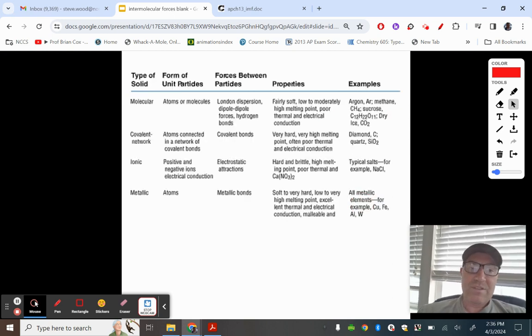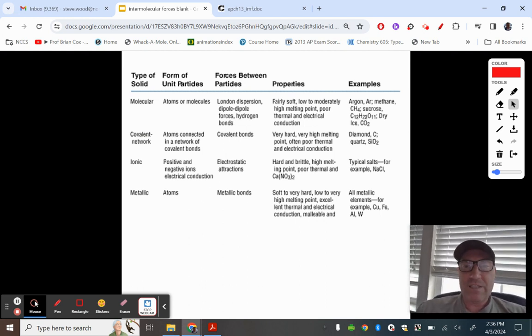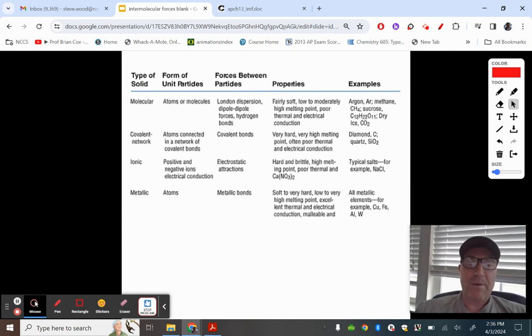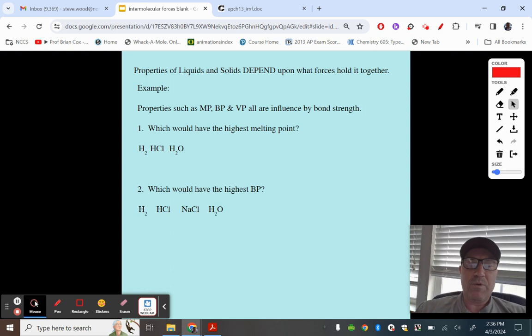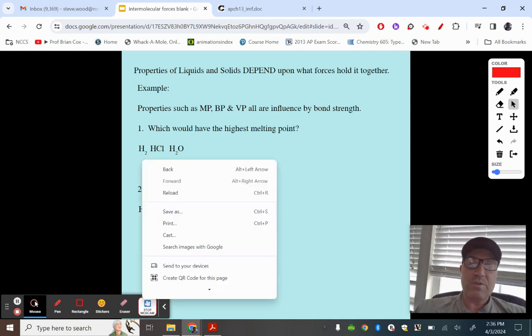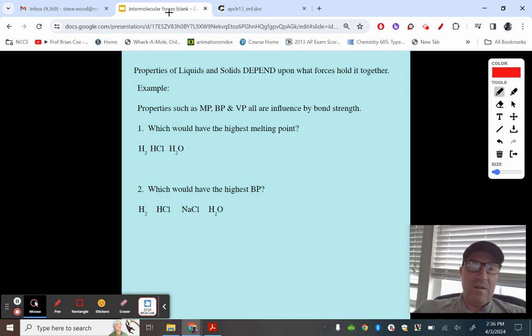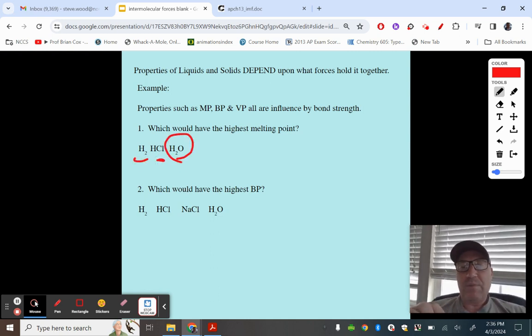This is just describing the properties of them. This is pretty important. Molecular solids tend to be soft, with low to moderate melting points. Read that, it's pretty important. And this asks which has the highest melting point. Look, London dispersion forces for H2, dipole-dipole, and water has hydrogen bonding. So that would have the highest melting point.